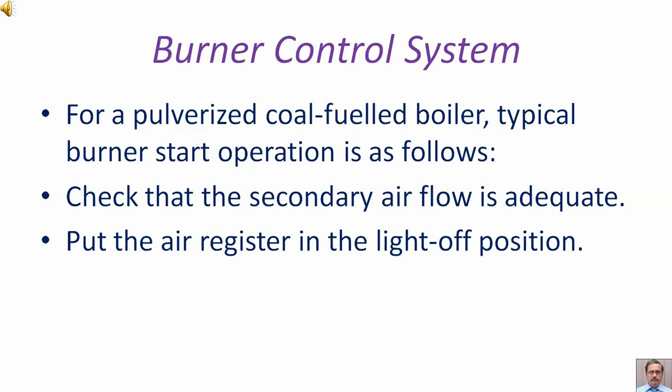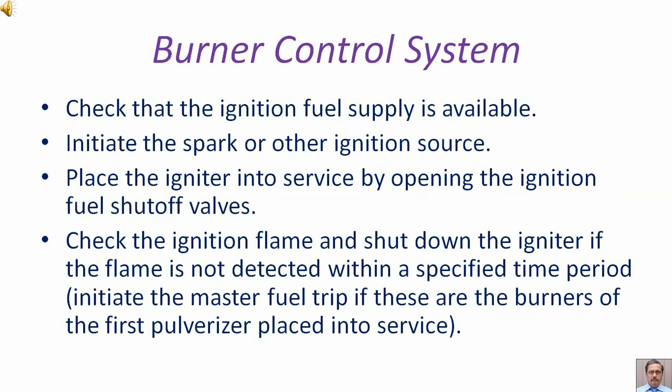Check that the secondary air flow is adequate. Put the air resistor in the light off position. Check the ignition fuel supply is available. Initiate the spark or other ignition source. Place the igniter into service by opening the ignition fuel shutoff valves. Check the ignition flame and shut down the igniter if the flame is not detected within a specified time period. Initiate the master fuel trip if these are the burners of the first pulverizer placed into service.